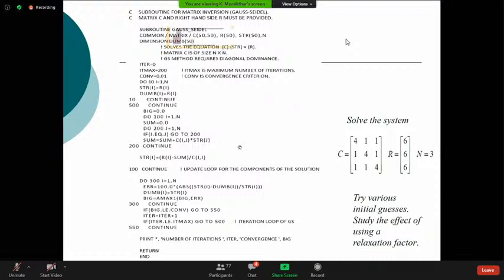The main update formula is in the middle, str. The dependent variable is str. I had stream function in mind. It's written as right-hand side minus summation of all the off-diagonal terms divided by the diagonal term Cii. Coefficient matrix is C. So this is the update formula, followed by convergence limits and then iterations.